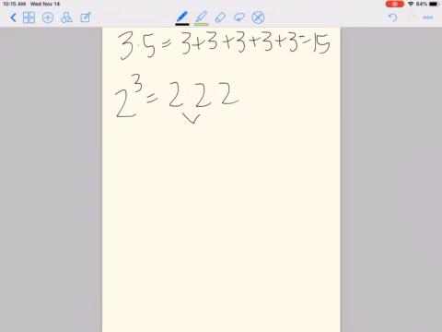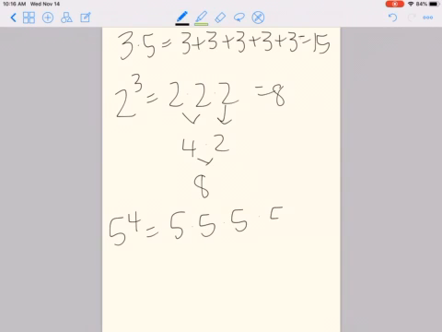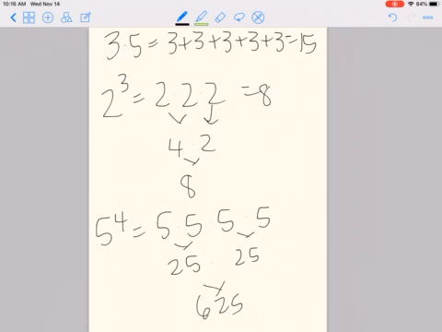So we go 2 times 2 is 4, and I'm going to bring that down because I haven't used it, and 4 times 2 is 8. So 2 to the third equals 8, okay? Or 5 to the fourth power would be 5 times 5 times 5 times 5. And I can say 5 times 5 is 25, 5 times 5 is 25, and then do 25 times 25, which, when they get really big numbers, the kids can use calculators on this, and it's 625. Okay, so that's how we do exponents.